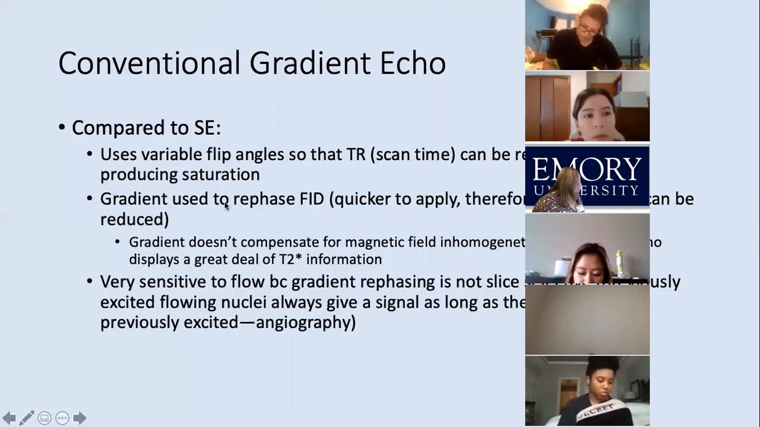And what saturation means is basically you're starting to lose signal as you become more and more saturated. Okay? You're starting to lose signal as you become more and more saturated.